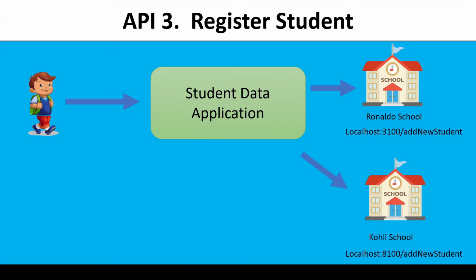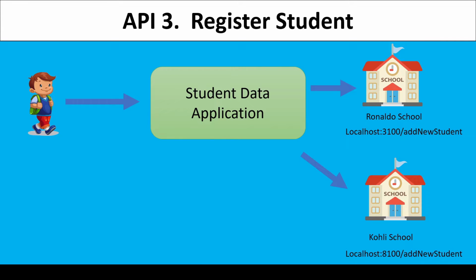And the third step is to register the student. So how it will work: whenever any student registers in our application, we have to check whether that school is there in our database or not. If it's there, and if they have their endpoint, we are going to send that student information to them.